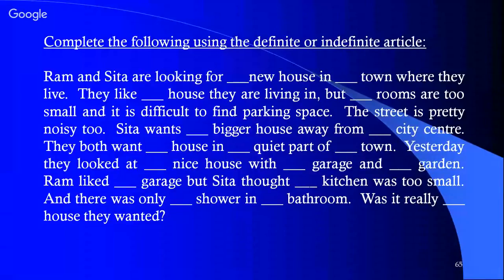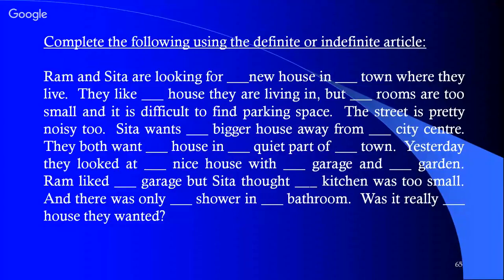Sita wants a bigger house away. Yes, a bigger house away from the city center. Because city center, in every town there is one city center. Yes, you're right. They both want dash house. The house? No, they both want dash house. The house, not the house here. A house.